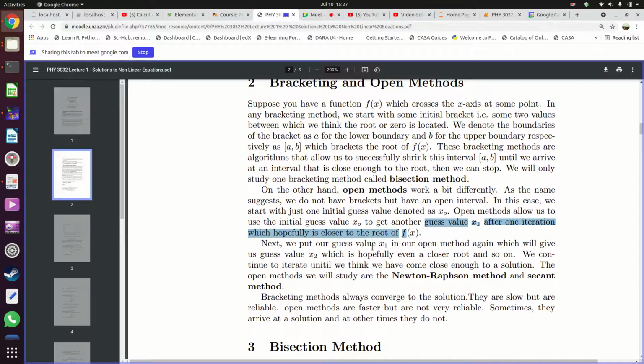So next we put our x1 in our open method again, which is going to give us another guess value x2, which hopefully is closer to whatever the answer is supposed to be. Then we keep on doing this until we are close enough to the solution. We can always see if we're close enough by plotting a graph of these particular functions. We know how to plot graphs, so you can always have a good idea of what the answer is supposed to be. Okay?